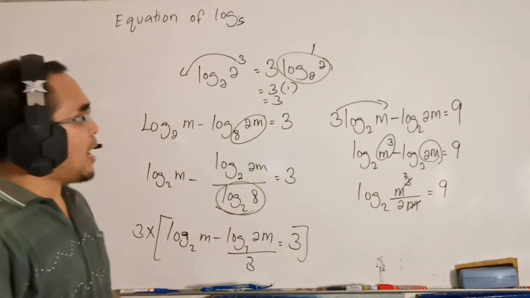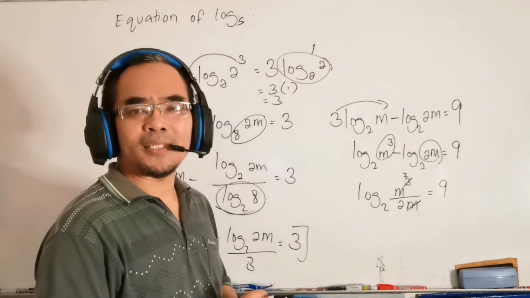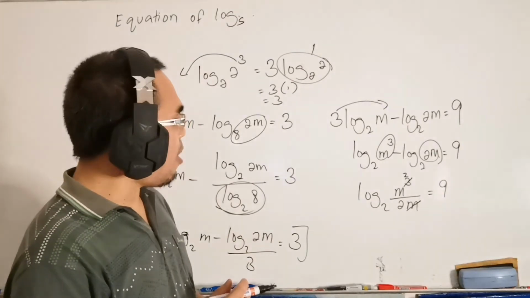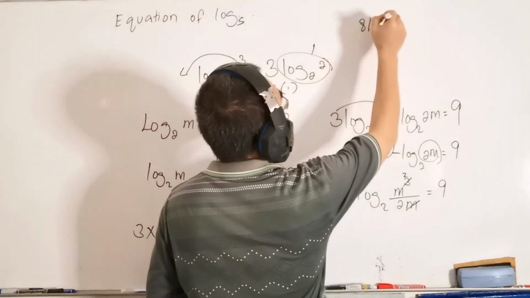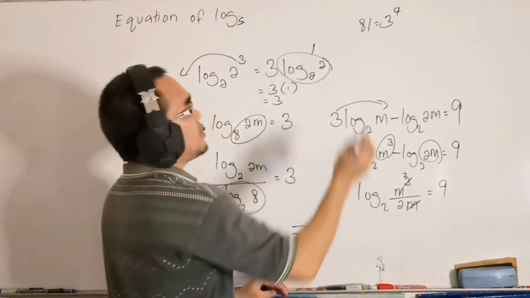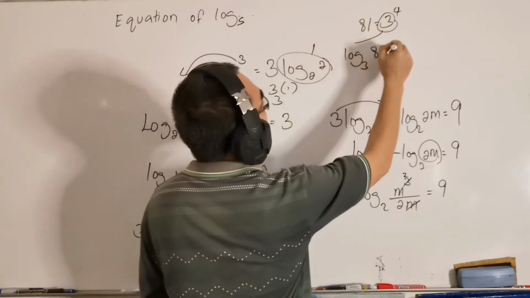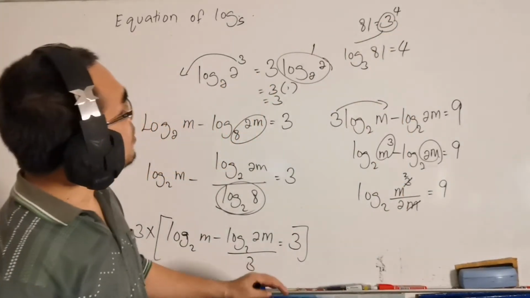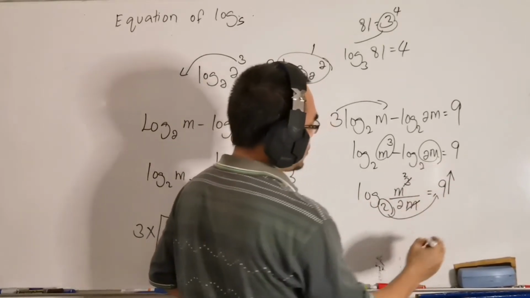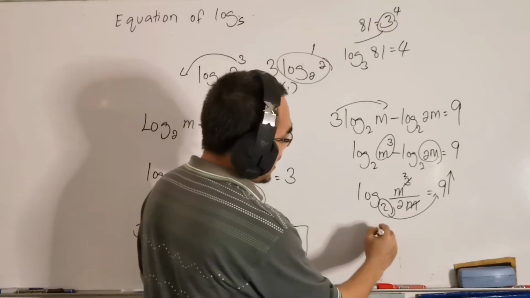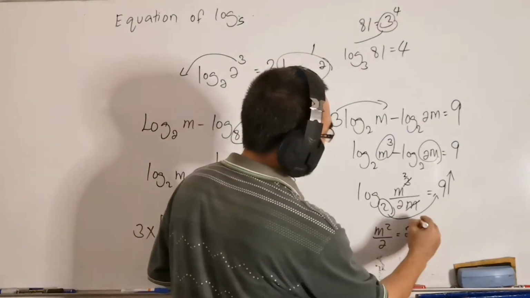Now coming back to how we change an equation of indices to log, let us review a little bit. If we have 81 equals 3 to the power of 4, so the number here will become log. If we write log 3 81 equals 4. Similarly here, we move this to here and then 2 to the power of 9. So we have m squared over 2 equals 2 to the power of 9.